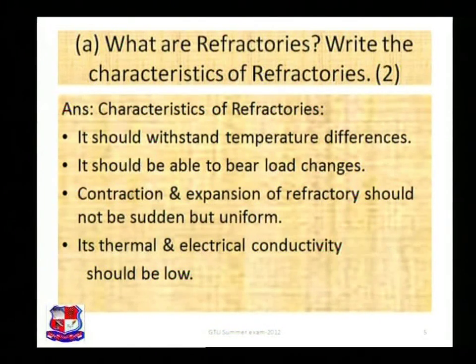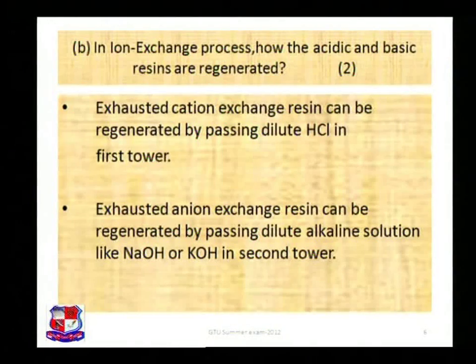Suppose you are writing more refractory characteristics, you can see here very clearly that your refractory should withstand temperature differences. It should be able to bear load changes. Contraction and expansion of the refractory should not be sudden, but it should be uniform. So minimum you can take any 4 points from these and write them down, which will justify your 2 marks of the objective question, right? The next question that you can take here is B.